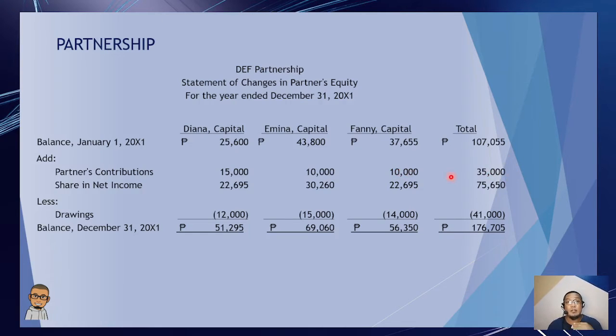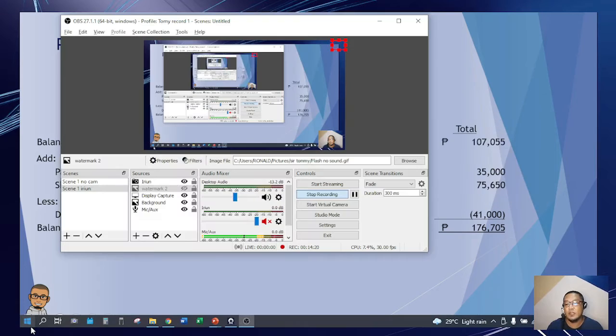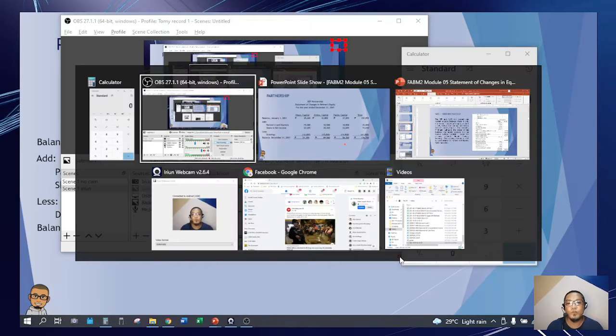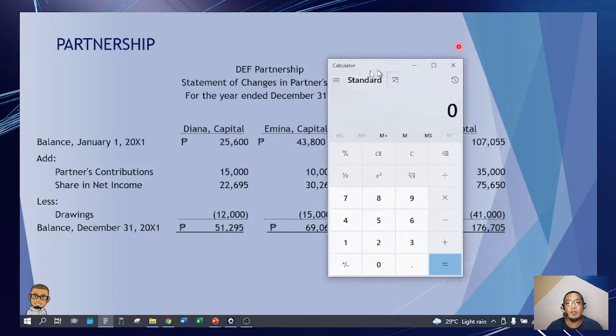Okay. Puntahan na naman natin si share in net income. Okay. Sir, paano yung share in net income na yan? Okay. So, syempre, sinabi, 30% daw mapupunta kay Diana, 40% kay Imina, and 30% kay Fanny. So, paano ba nangyari yan? So, puntahan natin. Let's get your calculator para mas madali. Just a moment. Tingnan natin yung calculator natin. Okay? So, here's your calculator. So, paano ba yung nangyari dyan?